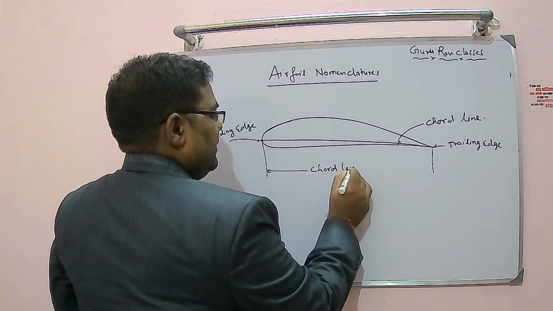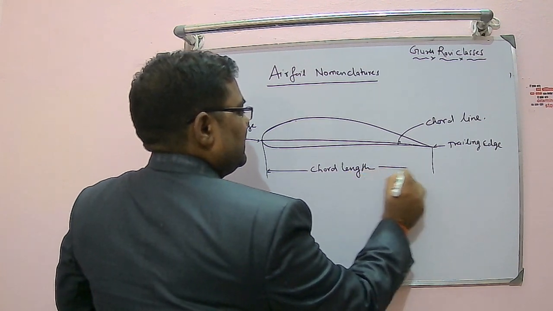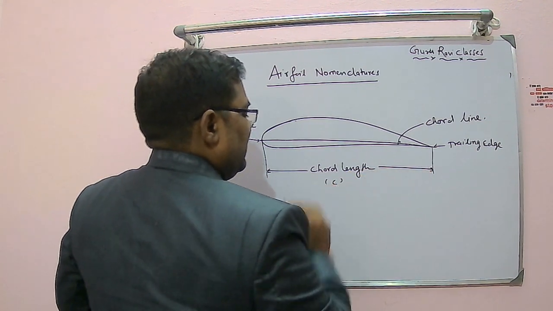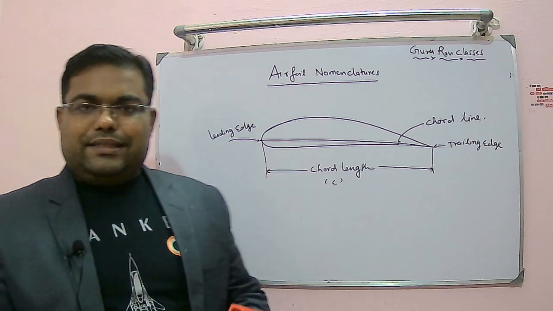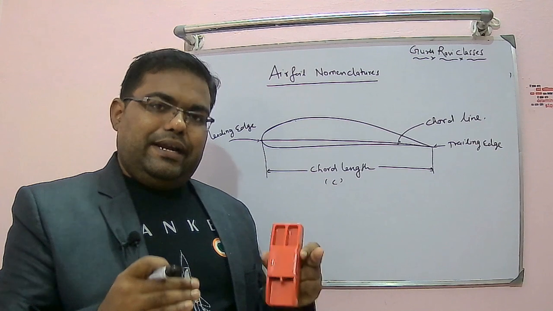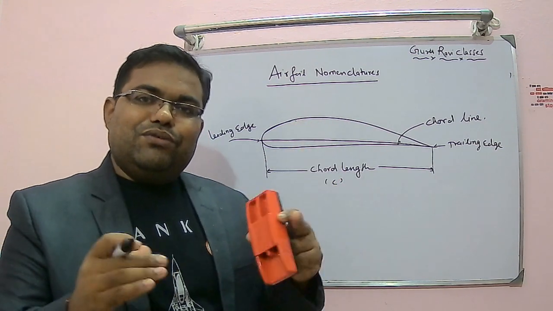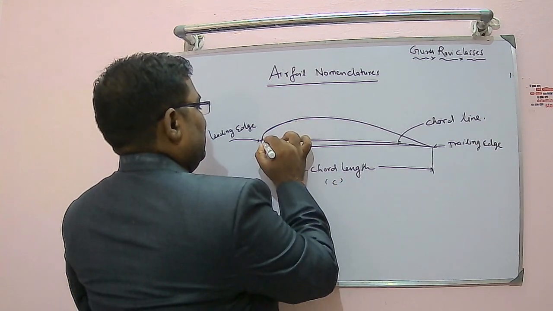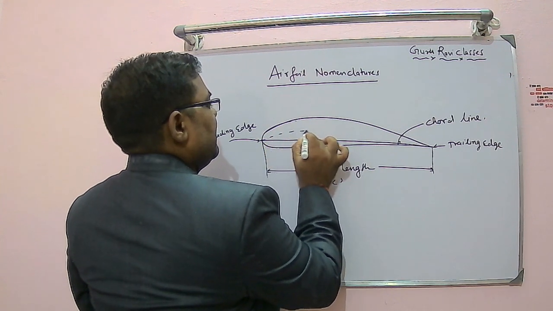Chord length. So this is the chord length. Usually we denote it by small c. So this is the chord length, right? There is another line which will divide this airfoil into two equal parts. So that will be lying in between.